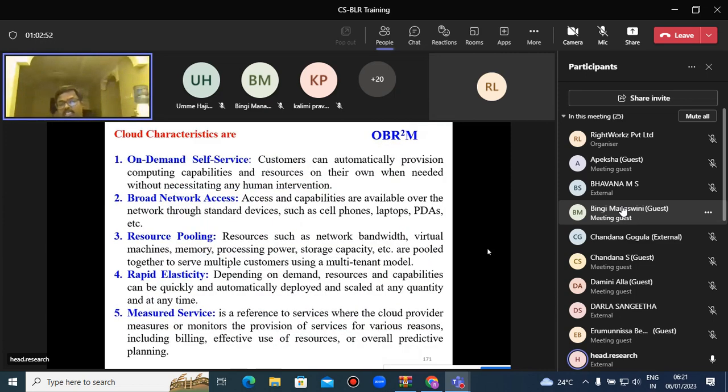Then these are the characteristics I have explained already. On-demand service means pay and use. Broad network access means 24/7 we are accessing with the help of cell phones, laptops, personal digital assistants, etc. Resource pooling, collections of all services at one place. Rapid elasticity means if number of users are increasing, automatically data center increases. Measured service, how much service consumption you are doing, that much amount you are paying. The short form is OBR square M.